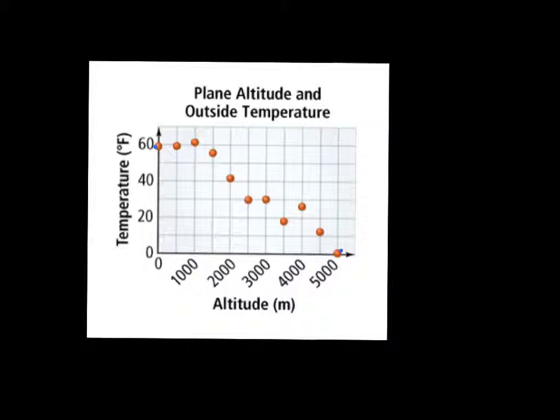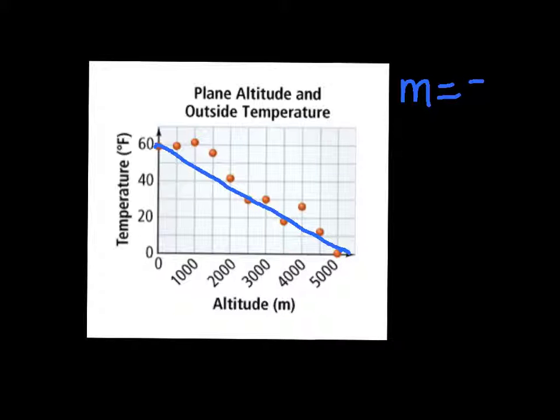You can use your straight edge, or if you have your ID card, you can use that. But I'm going to draw a line. Now, what correlation is it? It's a negative correlation. So I know my slope is going to be negative.